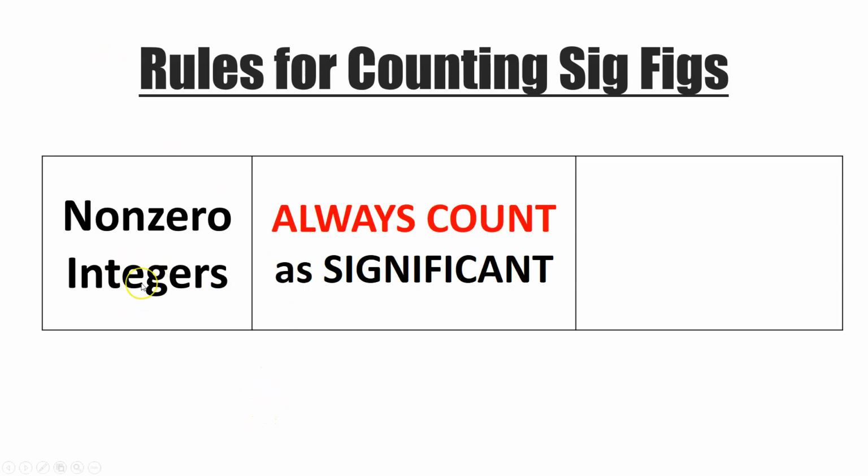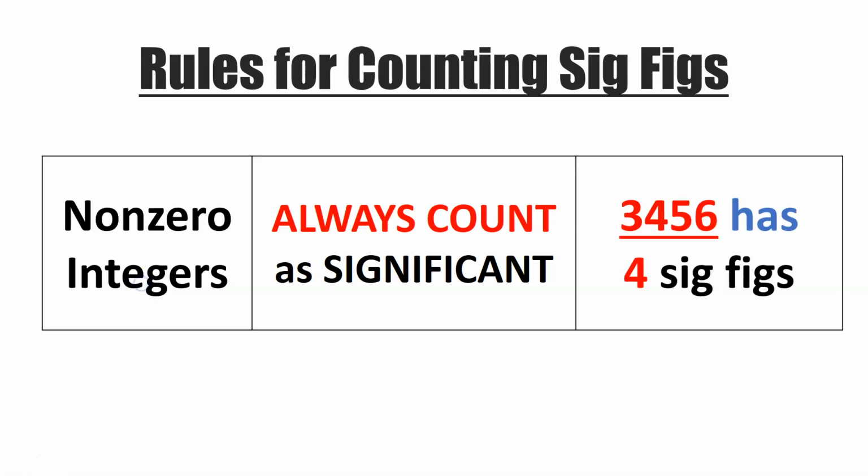So any number that is not a zero is always going to be considered significant. So if this is our number, 3, 4, 5, 6, this has 4 significant figures. All of these digits are non-zero integers, so they all count, they all matter.